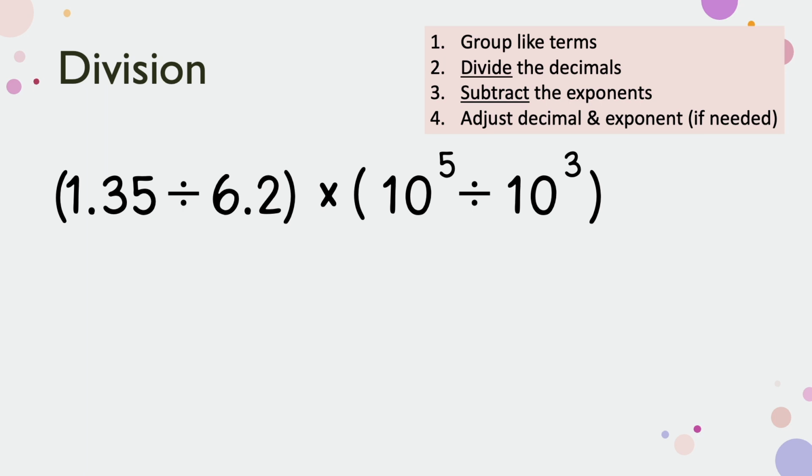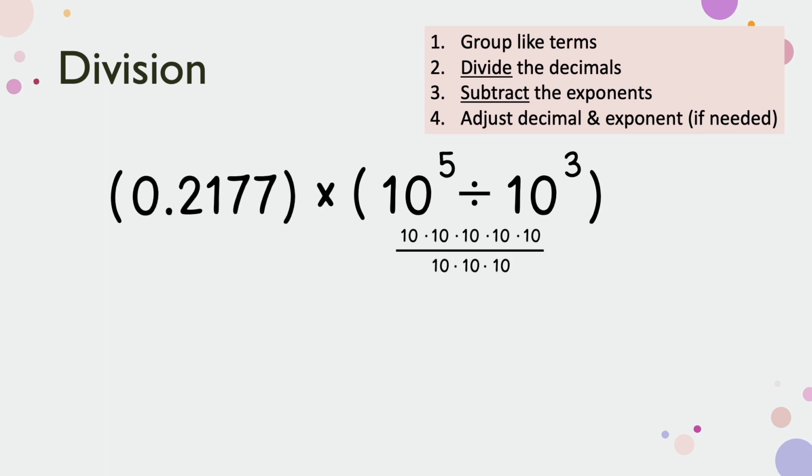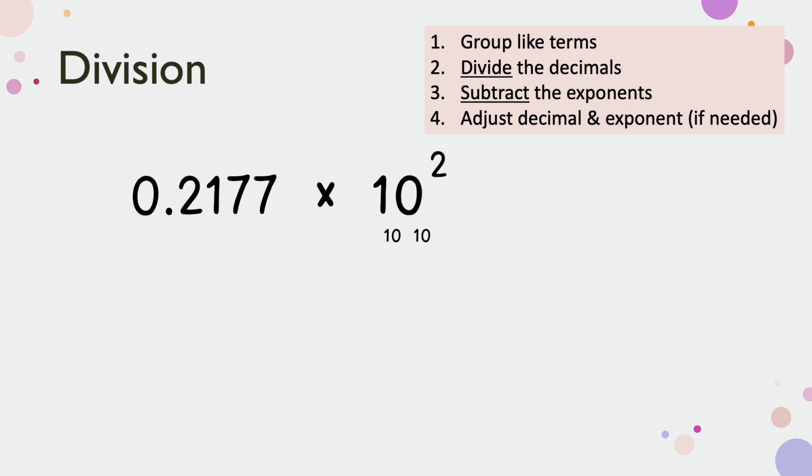After grouping the terms like this for step 1, step 2 is to divide the decimal terms. This time I'll just let you use your calculator to figure that one out. Step 3 is to subtract the exponents. Remember, 10 to the 5th is 5 tens multiplied by each other, while 10 to the 3rd is 3 tens multiplied by each other. If you're dividing 10 to the 5th by 10 to the 3rd, 3 of the 5 tens on the top, the numerator, will cancel with the 3 tens on the bottom, the denominator. That leaves 5 minus 3, which is 2 tens multiplying each other on the top. That's 10 to the 2nd. So step 3 is to subtract the exponents.